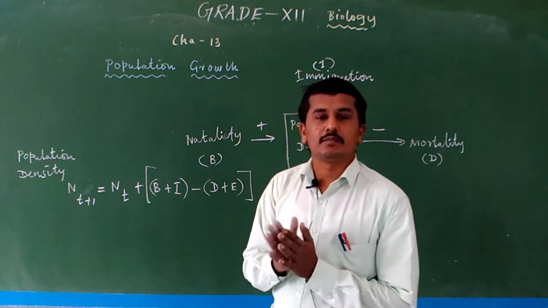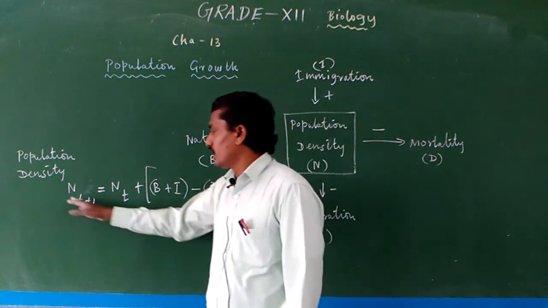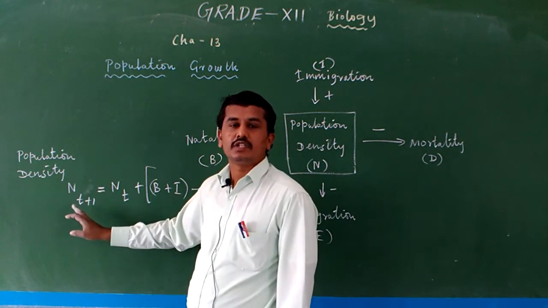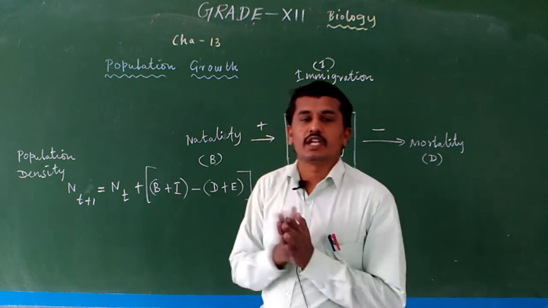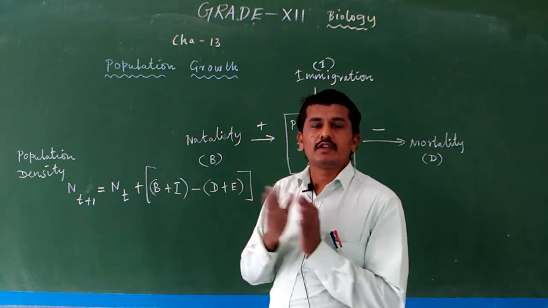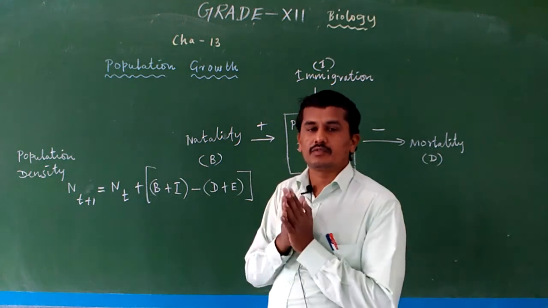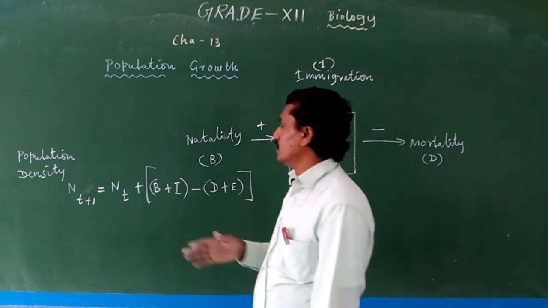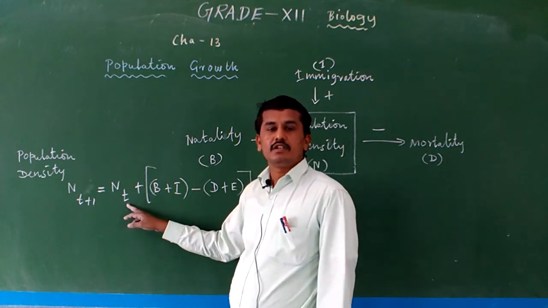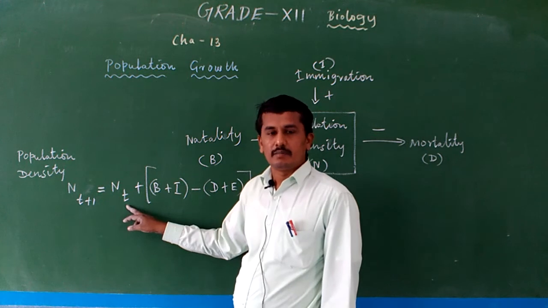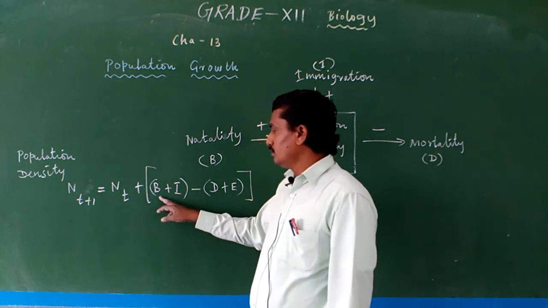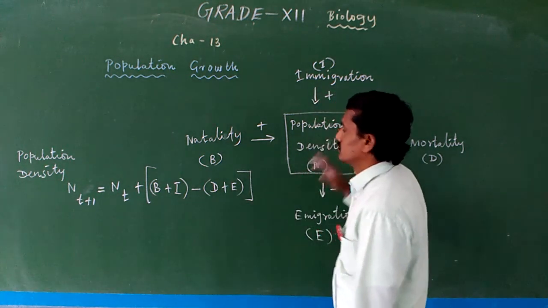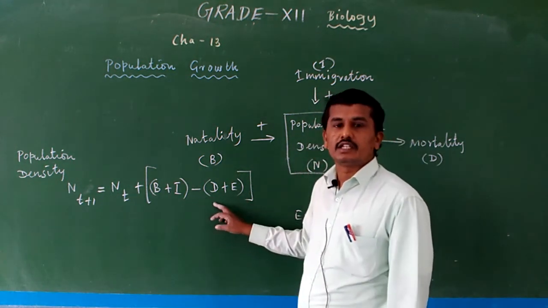How do we calculate the population density? With the use of N. N means population density N. T plus 1 means initial plus final time, a particular 1 year. In 1 year, how do we calculate the population density? In T plus 1, it is a particular time at which we calculate the population density. In a particular time, NT means initial population. Initial population is NT. And plus birth and immigration, and minus death and emigration.